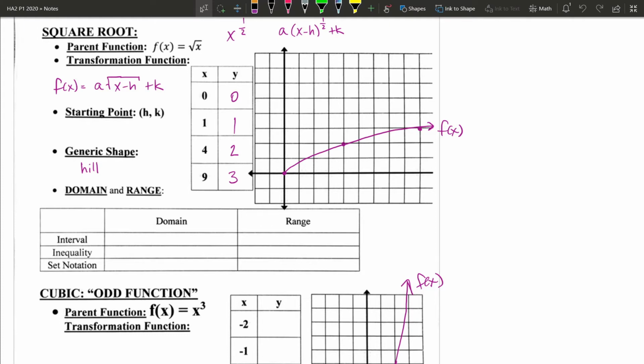All right, this one has got exciting domains and ranges. With the square root function, because of imaginary numbers, you can't have the square root of a negative normally. Our domain has a hard stop at 0, so it goes from 0 to infinity. Our inequality will be that x is greater than or equal to 0. And our fancy pants set notation will be {x such that x is greater than or equal to 0}.